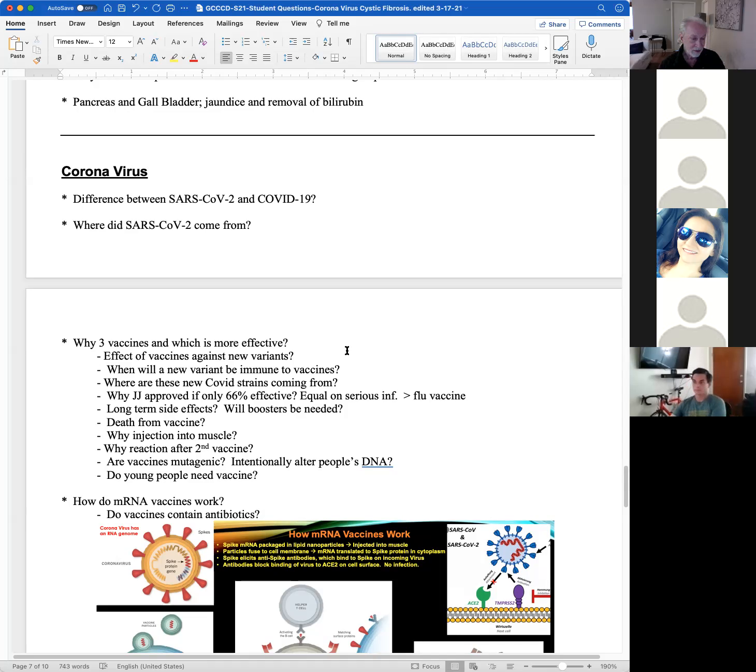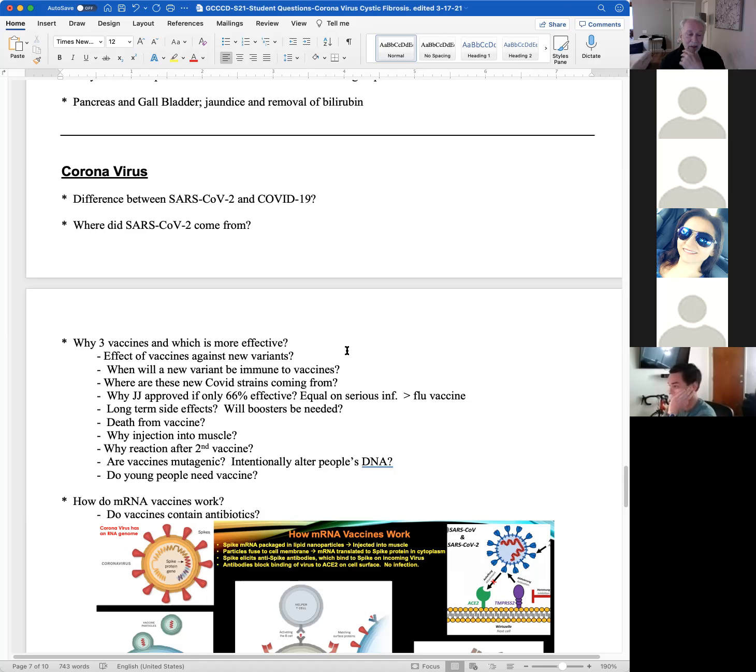So where are the COVID strains coming from? They're coming straight from the patients that have the virus. As the patient replicates the virus, more and more variants arise. And there was a question about why is the Johnson & Johnson vaccine approved if it's only 66% effective, which is often reported in the media, whereas the other vaccines are 95%.